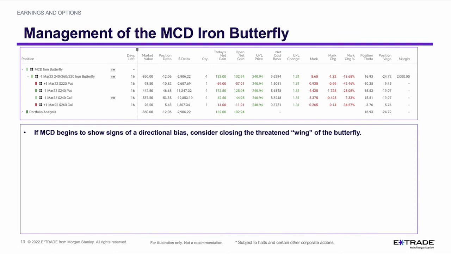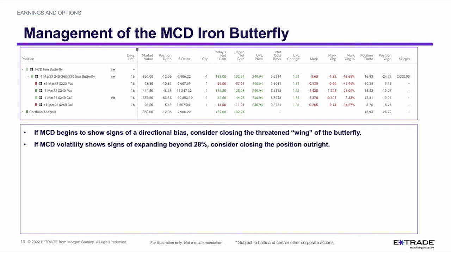If McDonald's begins to show signs of a directional bias, remember we did the trade anticipating that it was not going to be going up or down, that it was going to stay within a range. So if it begins to show that it's going to the upside, you're going to want to close out the call side of the iron butterfly. If you anticipate that it's going to go down more than you anticipated, then you're going to need to close out the put side. So you don't need to close the whole iron butterfly. You just need to close out the threatened wing of the butterfly because of that directional bias.